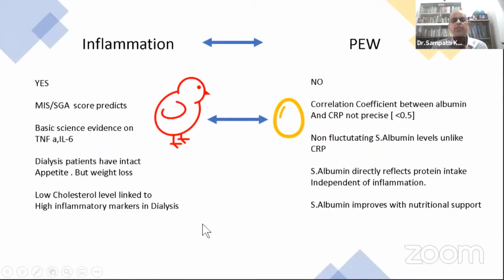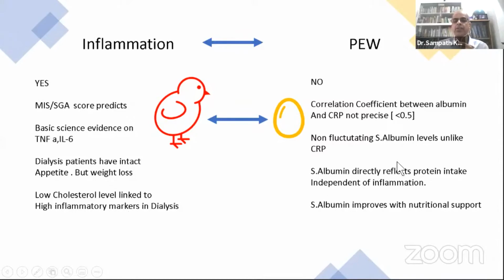Not every investigator who has studied this topic agrees on which came first, inflammation or protein energy wasting, the chicken or the egg. There are people who vouch by the fact that inflammation was the starting point of protein energy wasting. They say that there are multiple predictors like TNF-alpha and IL-6 levels that will tell you about the energy wasting, and dialysis patients have intact appetite and still they have weight loss and low cholesterol level, which is linked to high inflammatory markers in dialysis.